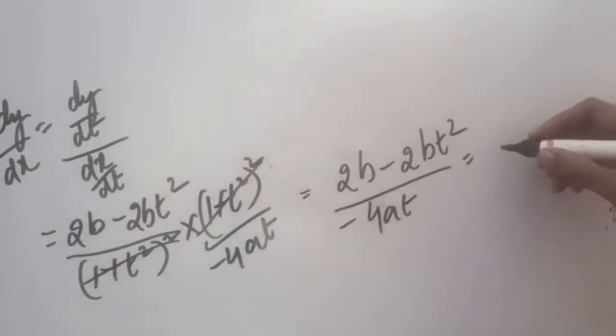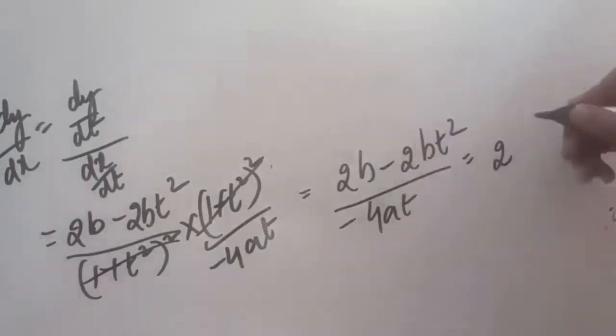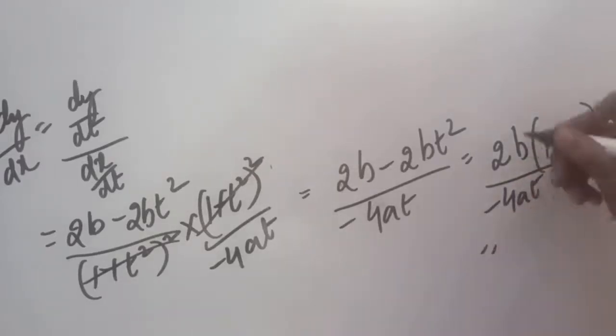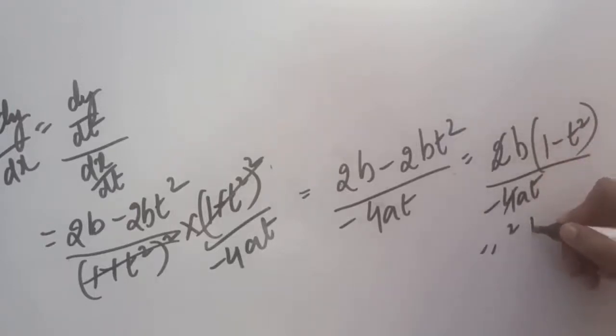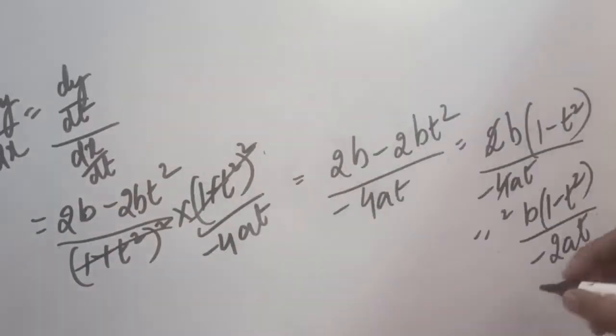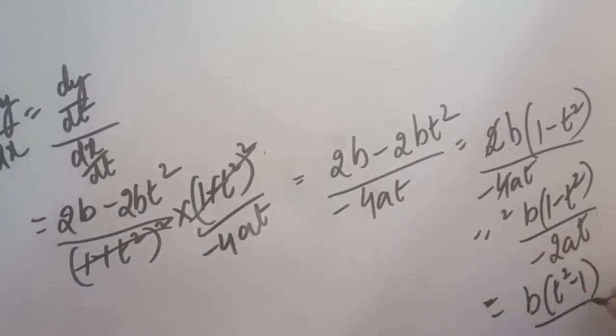So from here we can see that we can take 2 common over here. So if we take 2 common, b also is common. If we take 2b common, it will be 1 minus t square divided by minus 4at. Dividing it, it will be b into 1 minus t square divided by minus 2at will be the answer. Another thing, if you want to take off this minus sign from here, we can say b into t square minus 1 divided by 2at will become our answer.